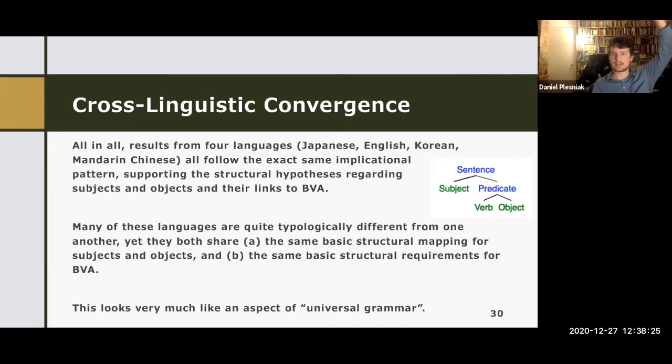They all say that the subject has this privileged position above the object. And they all seem to share this structural requirement for BVA that, assuming nothing else is going on, indeed, the binder really does have to C-command the bindee. And so this looks very much like an aspect of so-called universal grammar, right? There's very little you would expect about Japanese, English, Korean, Chinese that would make you think, oh yeah, these will all function the same way with this really kind of obscure interpretation in these sort of convoluted situations, and yet they all do. And so this looks very much like a human universal.